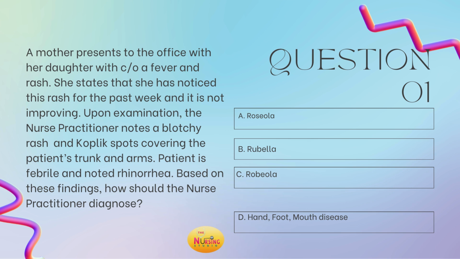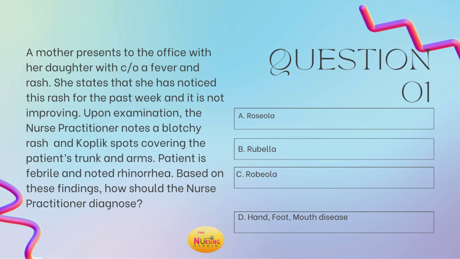So here, mom brings her daughter in, complains that the daughter has a fever and rash. She noticed the rash over the past week and it's not improving any. When the nurse practitioner does her exam, she notes blotchy rash, complex spots. It's covering the daughter's trunk and arms, and she is febrile with rhinorrhea, right? All right, so with peds, we have a bunch of different rashes. And in derm, the rashes, everything can kind of look similar. So I always say with these pediatric rashes, pay attention to the common theme or that thing that makes it a little bit different so that when you see it or when you get an example on your test, you know how to identify it, right?